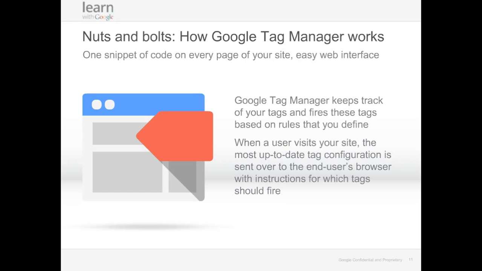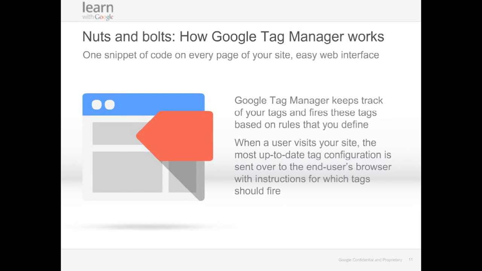So the nuts and bolts of Google Tag Manager is that it is a single snippet of code that you deploy across your entire site. And the single snippet of code is really important because it makes it very easy to actually install this. We'll talk more about how to actually implement Google Tag Manager later in the webinar.